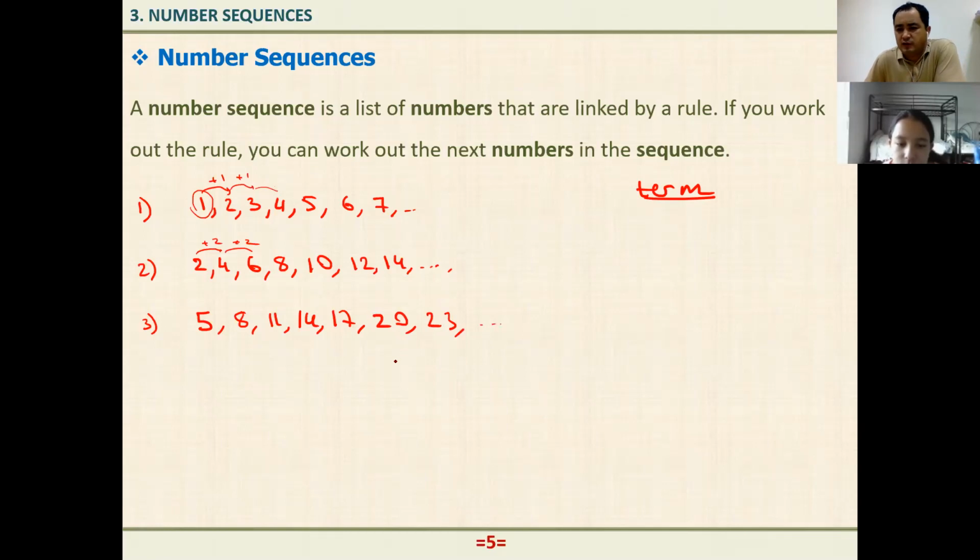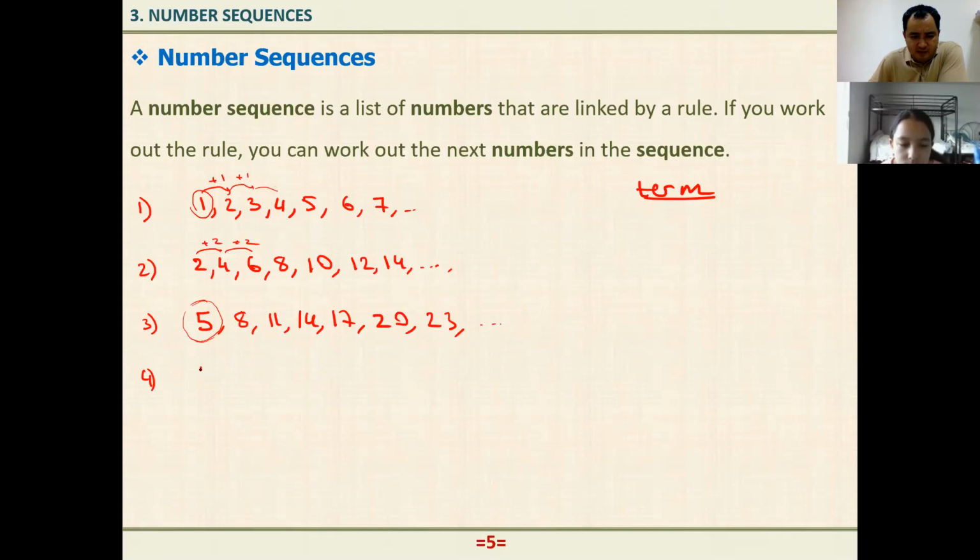So what is the rule here? Can you state the rule? Plus 3. Start with 5, right? But also, we should actually state the starting point. Start with 5 and add 3 to get the next term. That's the rule, right? Start with 5 and add 3 to get the next term. Very good.